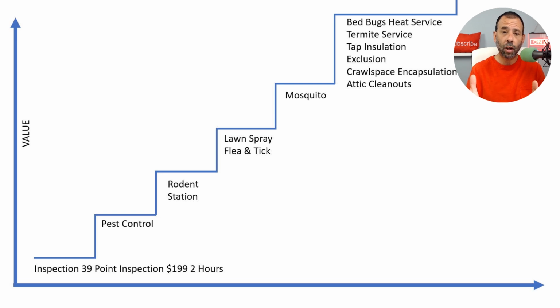They say, well, I need to talk to my husband. What do you need to talk to your husband about? It's a free inspection with no cost to you. Book the appointment. This is one of the ways.